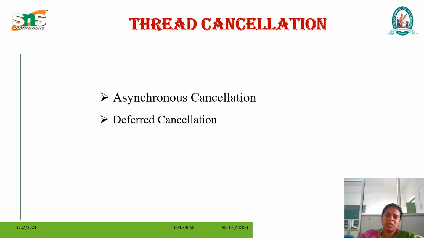Thread cancellation can be performed in two ways. First one is asynchronous cancellation. In asynchronous cancellation, a thread is employed to terminate the target thread instantly. Next one, deferred cancellation. In deferred cancellation, the target thread is scheduled to check itself at regular intervals to see whether it should terminate itself or not.